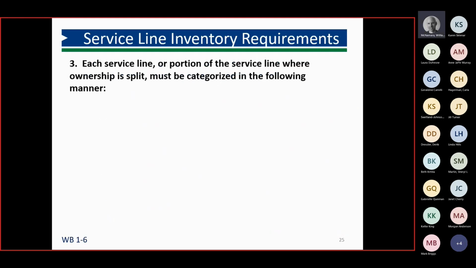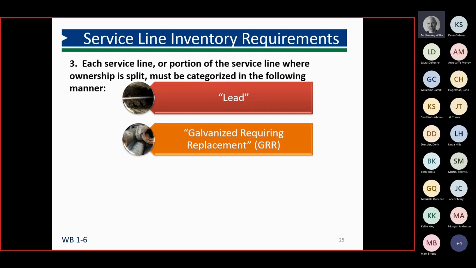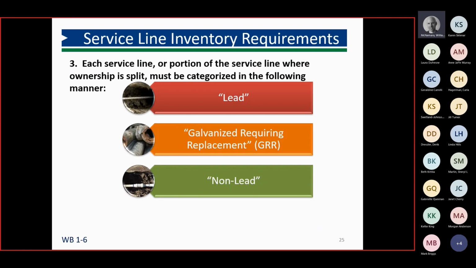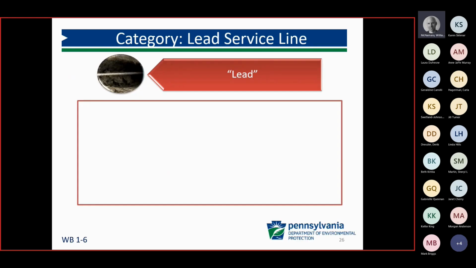All right, so moving on to the third requirement in the inventories: each service line, or portion of the service line where ownership is split, must be categorized in the following manner. It either needs to be considered lead, galvanized requiring replacement, non-lead, or lead status unknown. So now I'm going to go over each of these categories and how water systems can figure out which one their line falls into. Lead, pretty straightforward.